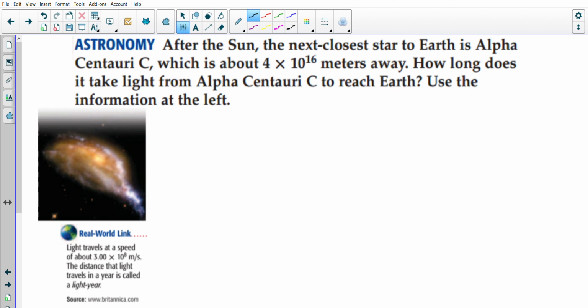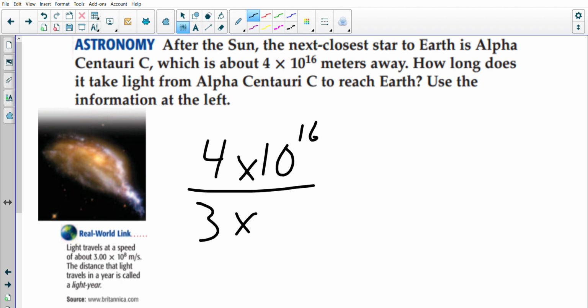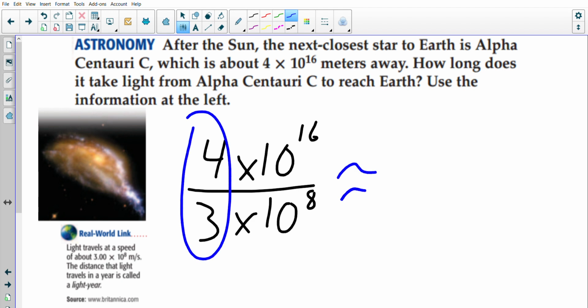So what we have to do is find the time, so we need to divide. Okay? So we got to figure out time. So we have 4 times 10 to the 16th over 3 times 10 to the 8th. And again, it's the same thing. Combine the like parts. 4 over 3, that's approximately 1.33. So our first number is between 1 and 10. The times is just the times. It's not an x, it's a times symbol.